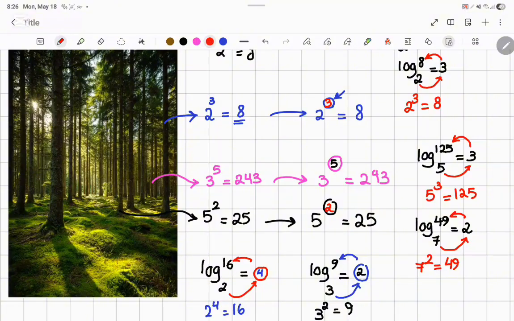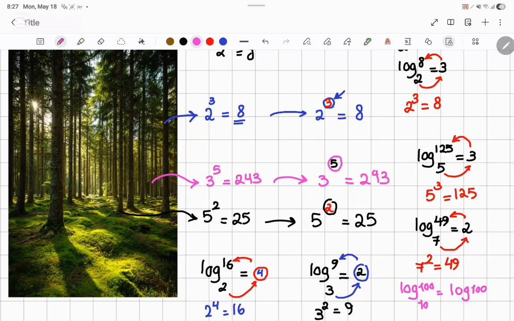Another example would be log base 10 of 100. When the base is 10, we call it the common log, okay? And we don't put the base there. If I want to write log base 10 of 100, I'll write it like this, log 100, and I don't put the 10. Everybody knows when I don't put the 10, it means that the base is 10.